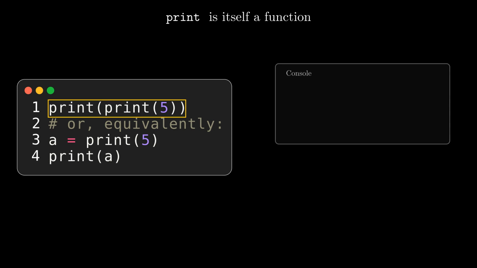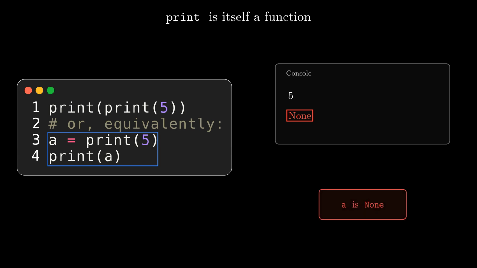Print of print of 5. The inner print runs first and shows 5 on the console, but print does not return anything useful. It returns None. So the outer print receives None and prints it. We get 5, then None. The same lesson appears if we write a is set to print of 5, then print of a. The value stored in a is simply None because that is what print handed back.